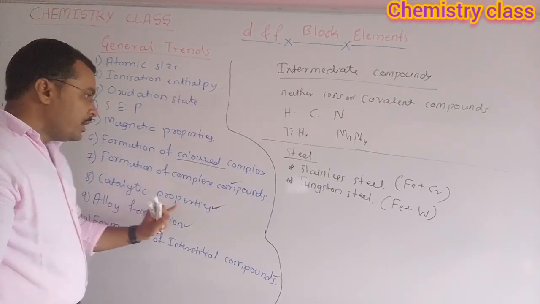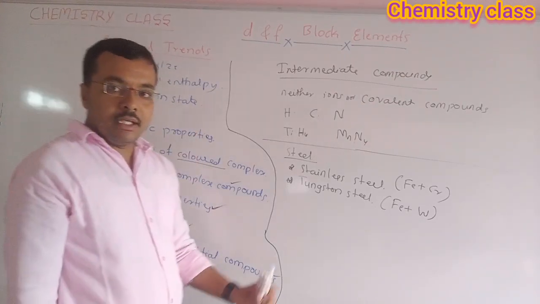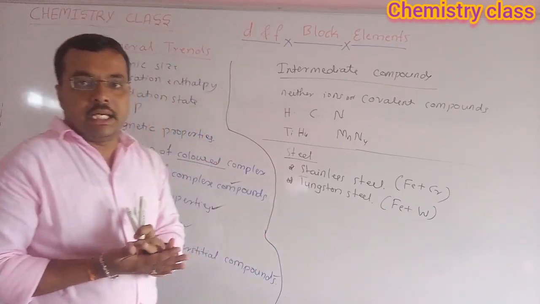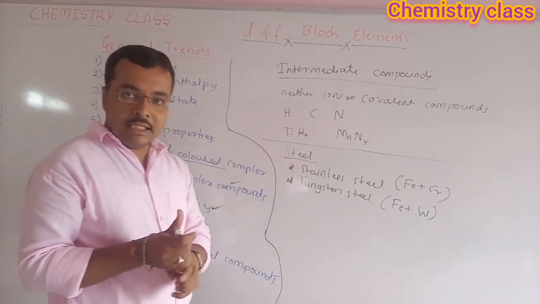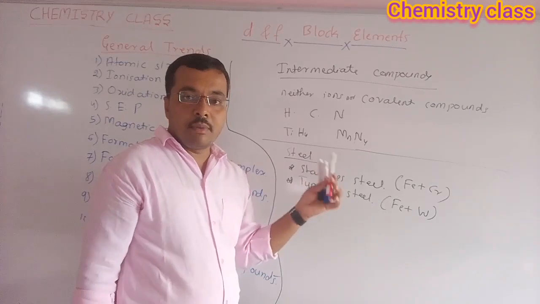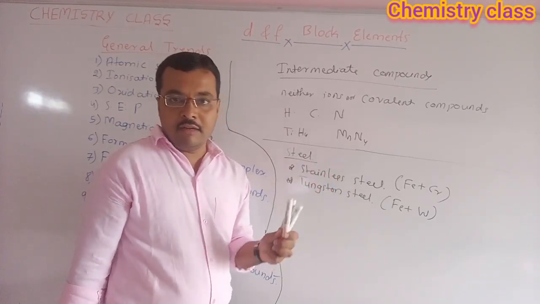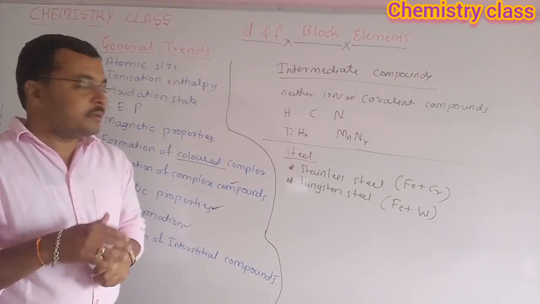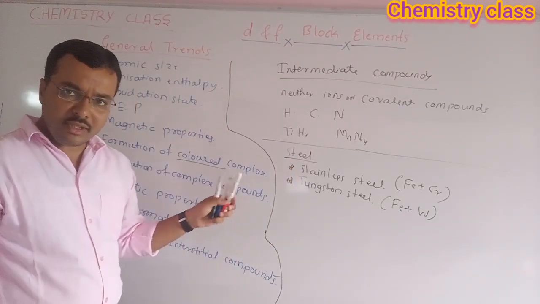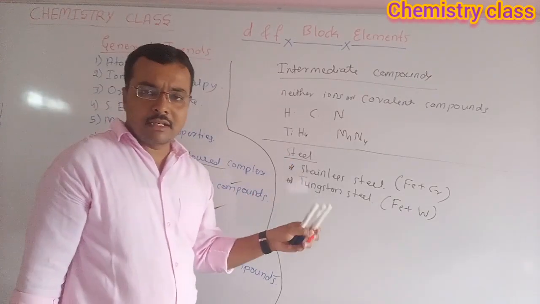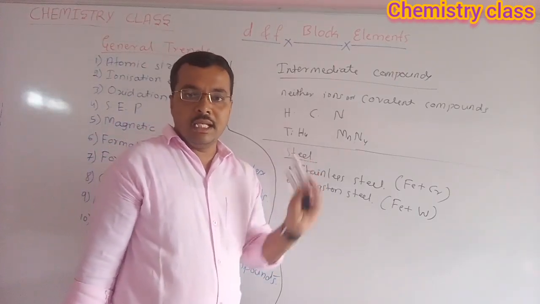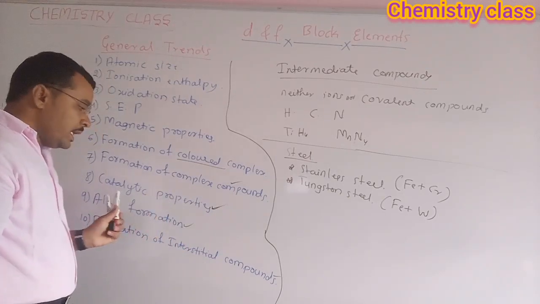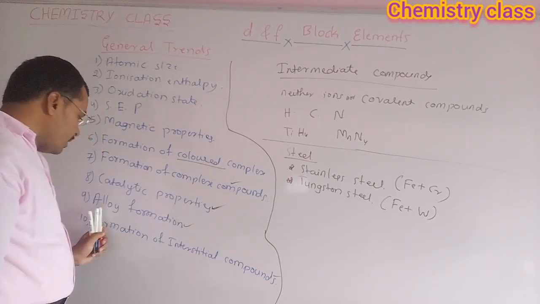Next, catalytic property. Most of the d elements exhibit catalytic property, or can act as a catalyst, because they provide a large surface area for the reaction. Another reason is that they have unpaired electrons in the outermost shell, and also they are smaller in size. Due to this reason they can act as catalysts. The next one, alloy formation.